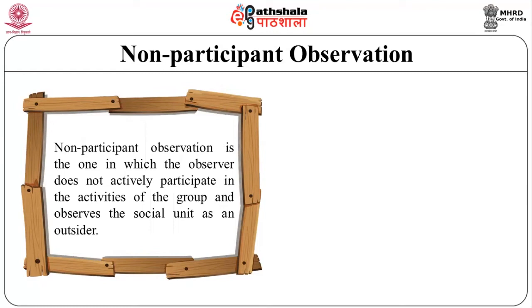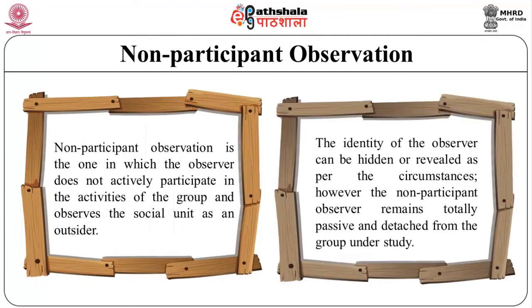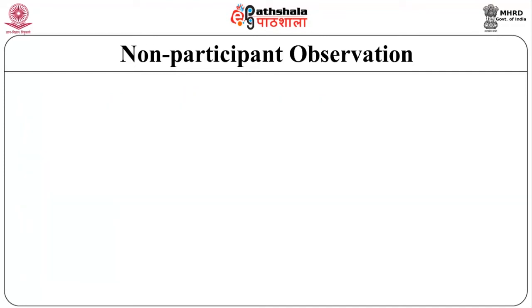Non-participant observation is the one in which the observer does not actively participate in the activities of the group and observes the social unit as an outsider. The identity of the observer can be hidden or revealed as per the circumstances. However, the non-participant observer remains totally passive and detached from the group under study.